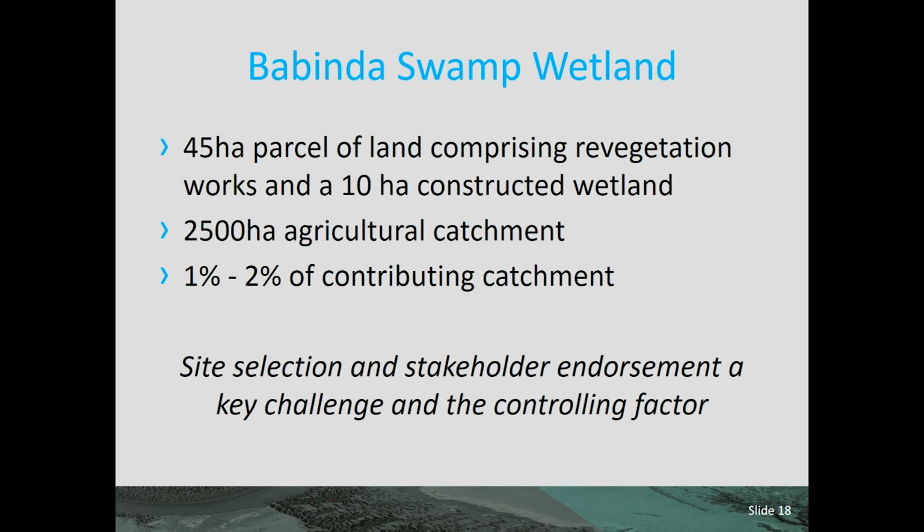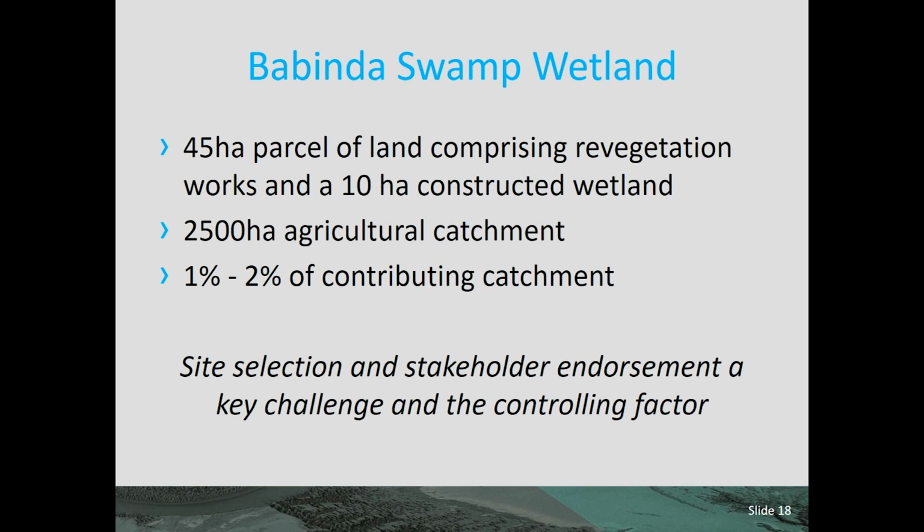So we had this parcel of land. It was 45 hectares in size. It was about a 200 to 300 hectare catchment, and this is the Russell River running through here. A massive amount of rainfall, as you could imagine, 2,500 hectare catchment.